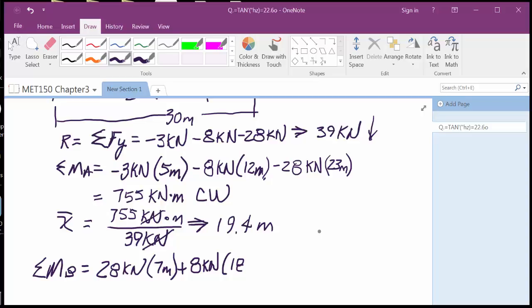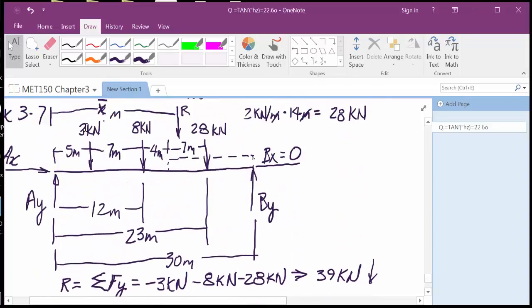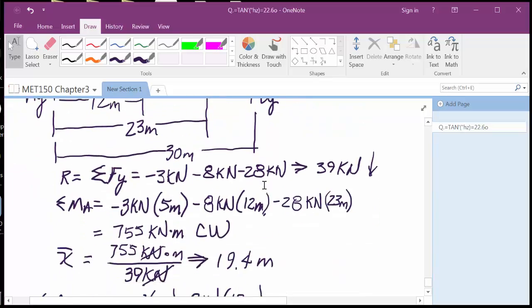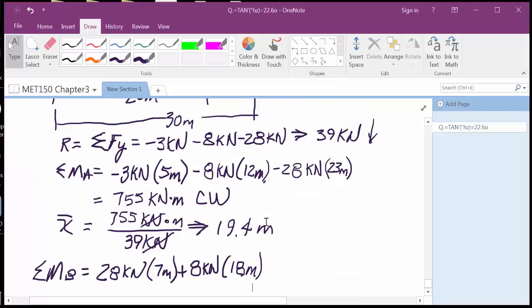Okay? So, let's see, that was 18 meters. Thank you, whoever said that. Then we've got a 3 kilonewton force that looks like it might be about 25 meters from B, right? 30 minus 5. And that is going counterclockwise, which is positive. 3 kilonewtons at 25 meters.